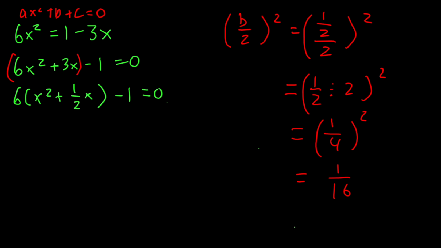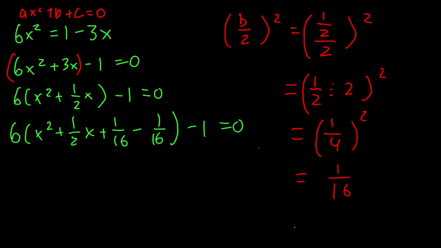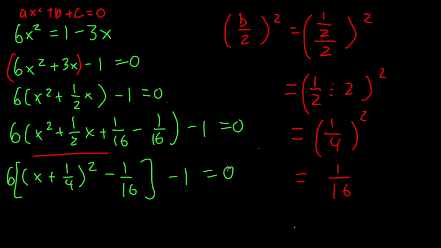So it's going to be 6 times x squared plus 1 over 2 x plus 1 over 16 minus 1 over 16, close the bracket, minus 1 equals 0. And once again, my first three terms are going to be a perfect square trinomial. So 6 times x plus 1 over 4 squared minus 1 over 16 inside the bracket, minus 1 equals 0. And to bring the negative 1 over 16 outside the bracket, I need to multiply by 6. So if I multiply 1 over 16 by 6, it's going to be 3 over 8, minus 1 equals 0.